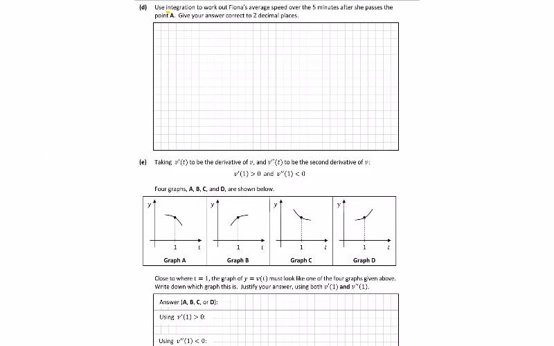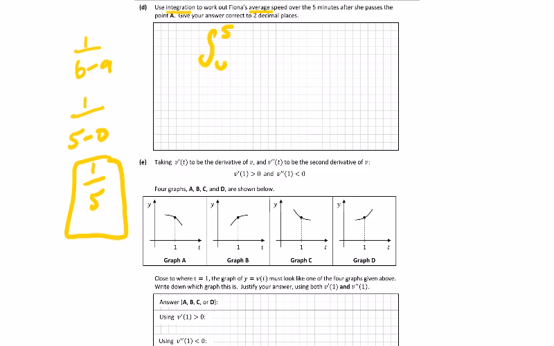In part D, we're asked to use integration to find average speed. So this is your 1 over b minus a. In the first 5 minutes, that will be 1 over 5 minus 0, or just a fifth of the integral. So let's just integrate between 5 and 0.